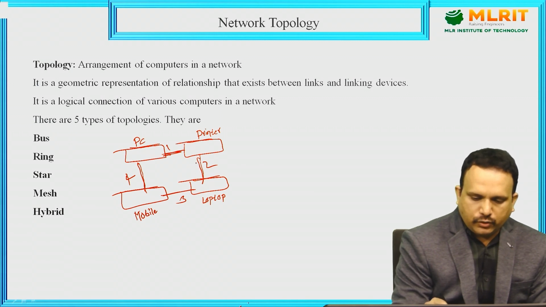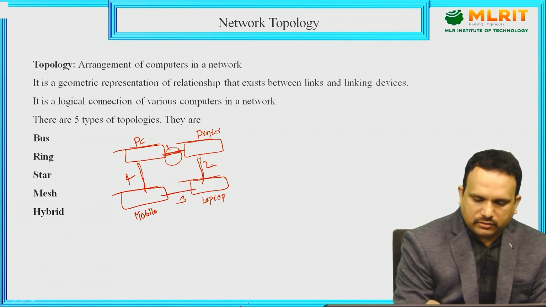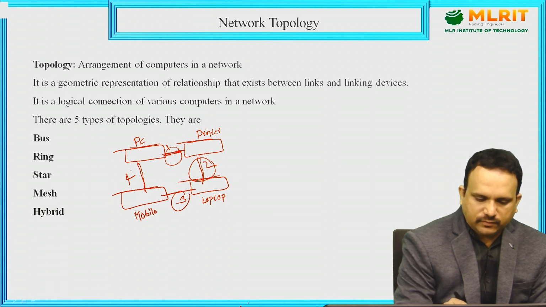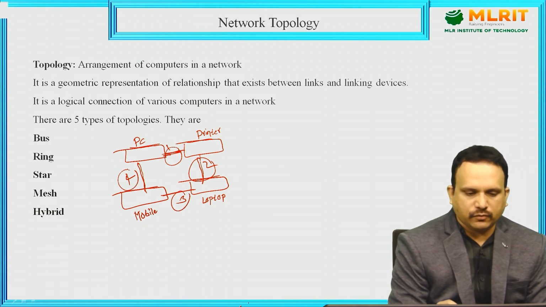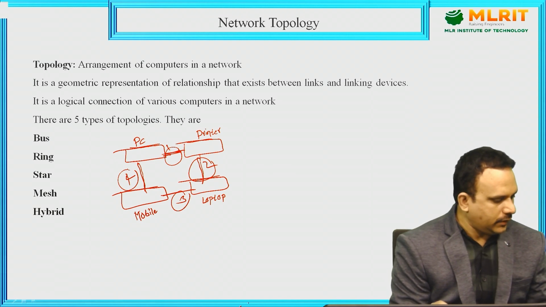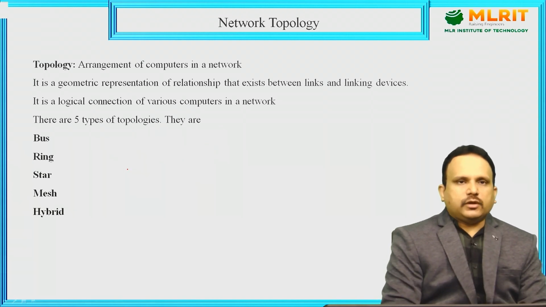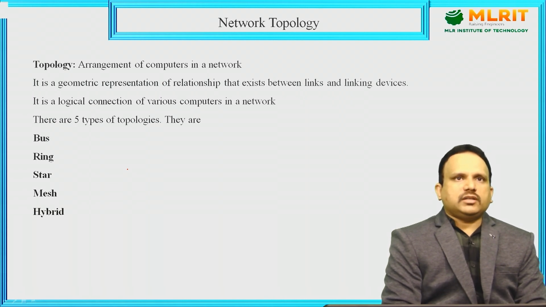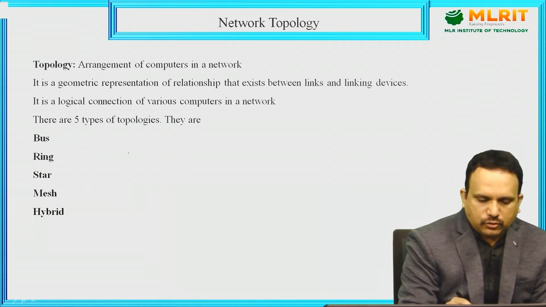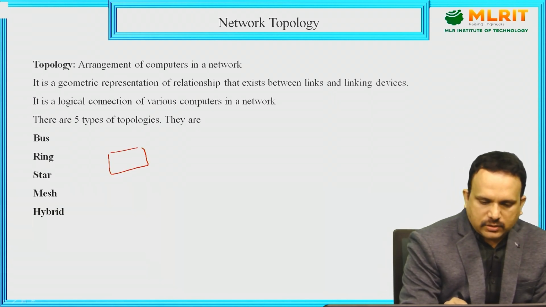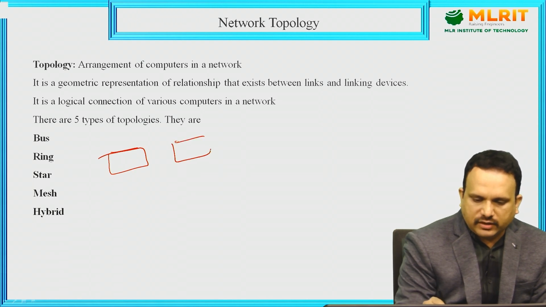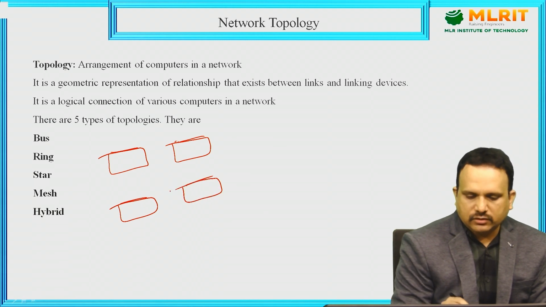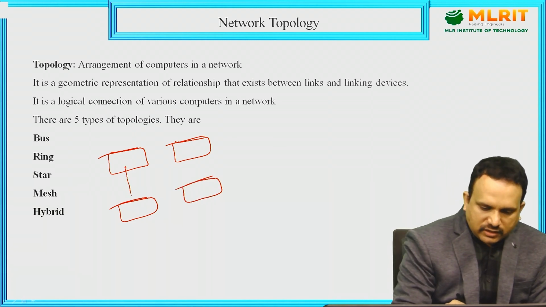How you are going to arrange these links, the establishment of these links is done with the help of the topology. So the arrangement of computers in a network is nothing but a topology, or you can call it a geometric representation of the relationship that exists between links and linking devices. These are the linking devices, and these are the links.